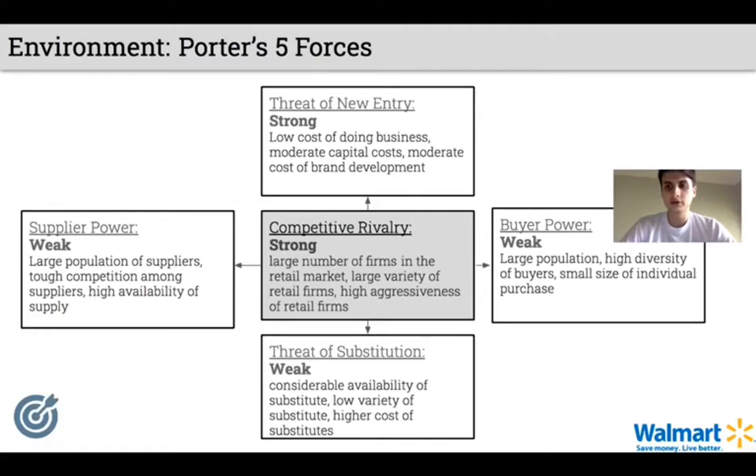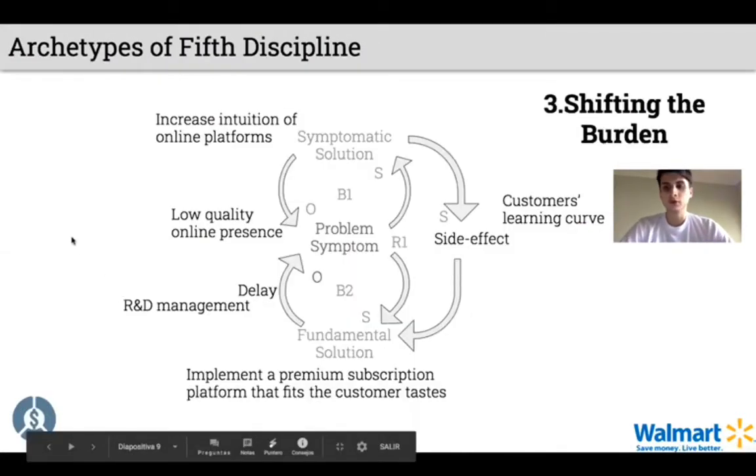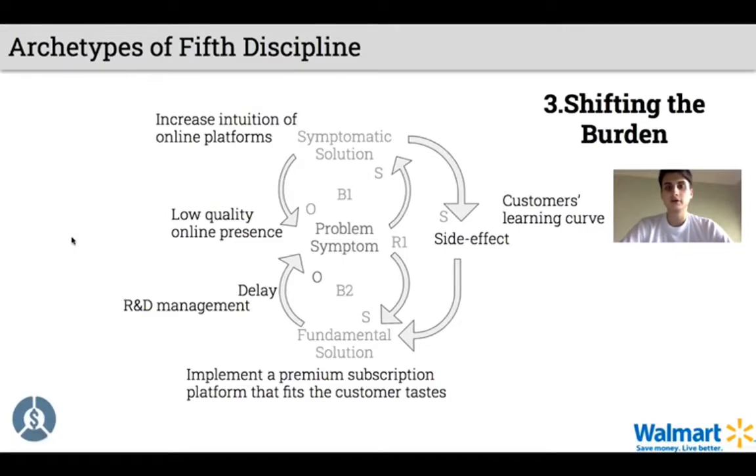Now the threat of substitution we consider weak. There's a low variety of substitutes and a higher cost of substitutes. To end, the rivalry is really strong. We have strong competitors such as Costco, Target, Dollar General, and others. So, following on, we have the archetypes of fit discipline. We chose the shifting the burden type.